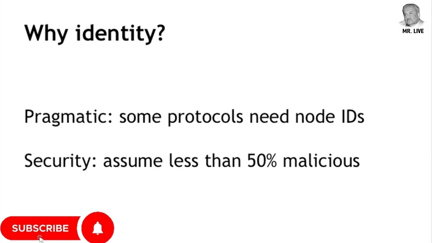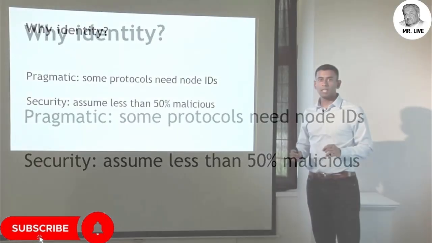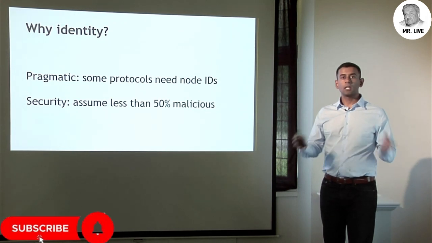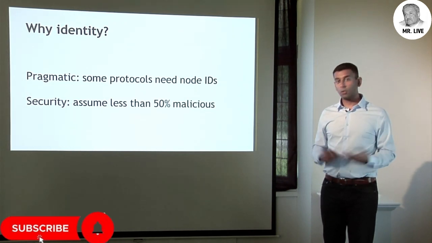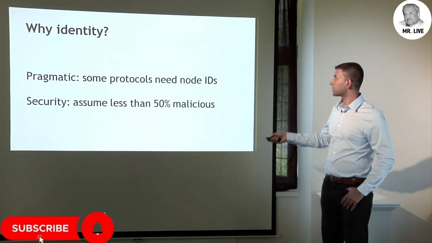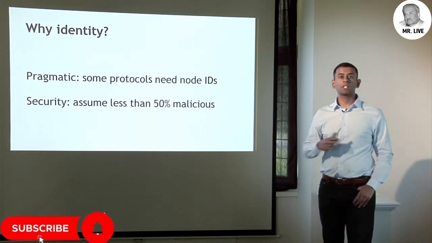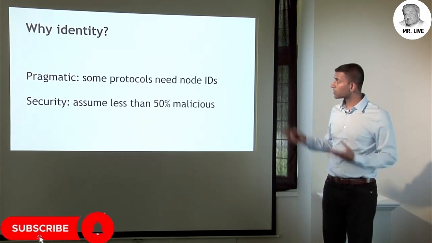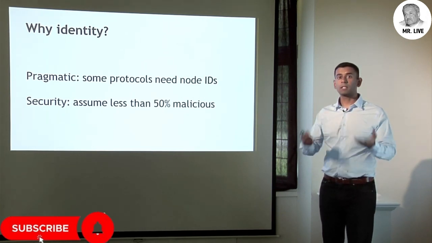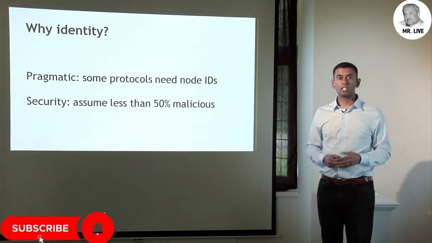But a much more serious reason for nodes to have identities is for security, because if nodes were identified and it weren't trivial to create new node identities, then we could make assumptions like, let's say that less than 50% of the nodes are malicious, and we could derive security properties out of that. So for both of these reasons, the consensus protocol in Bitcoin is a bit harder.